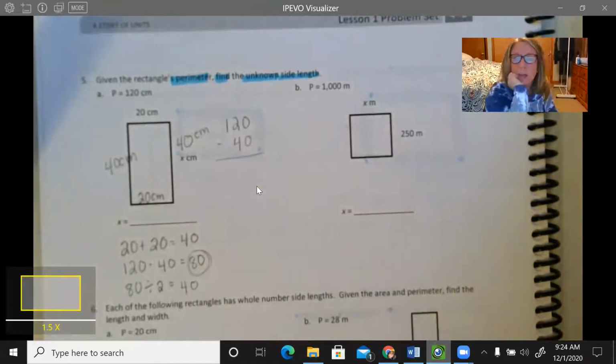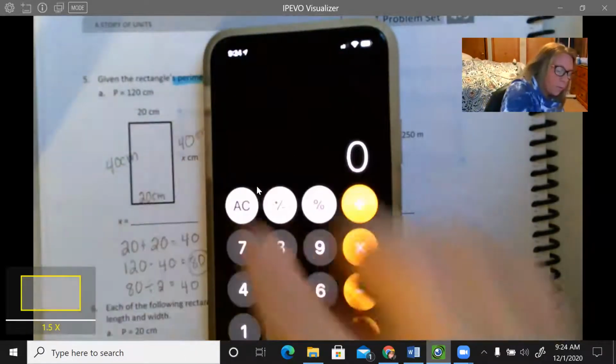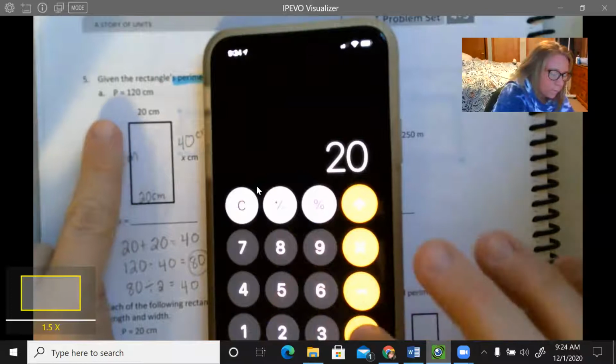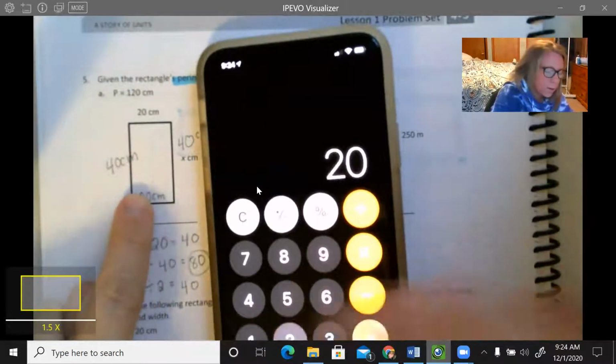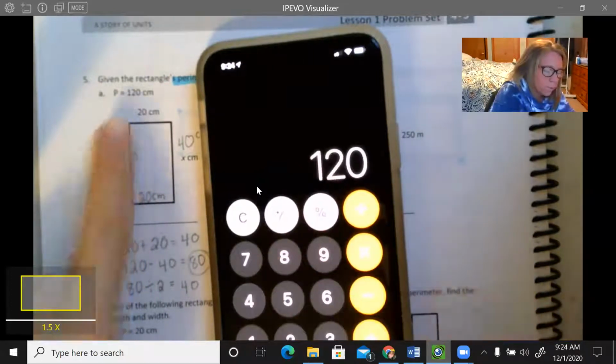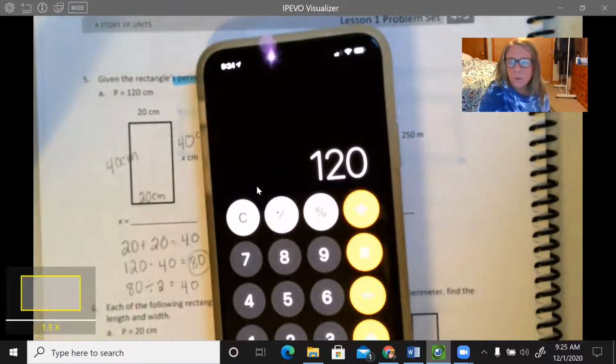So maybe you're asking yourself, how can I make sure I'm correct? Take your calculator, go up to your rectangle. Now let's find the perimeter. We're going to add 20 plus 40 plus 20 plus 40. And we have 120, which matches up with my 120 centimeters.